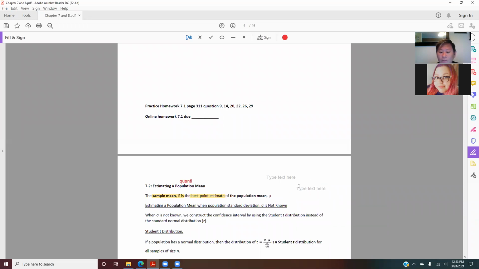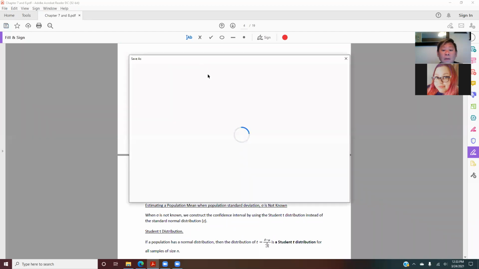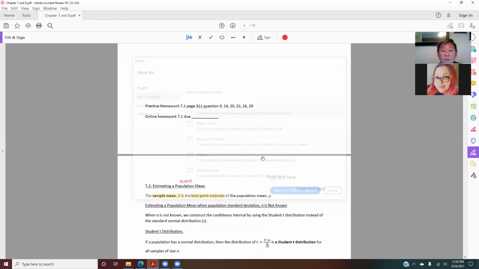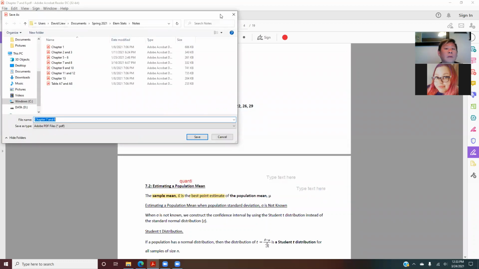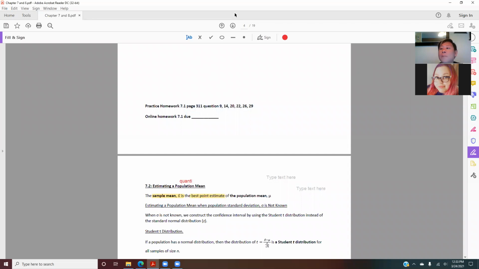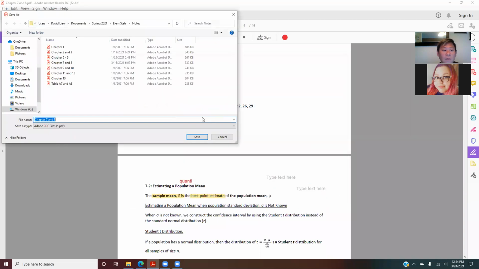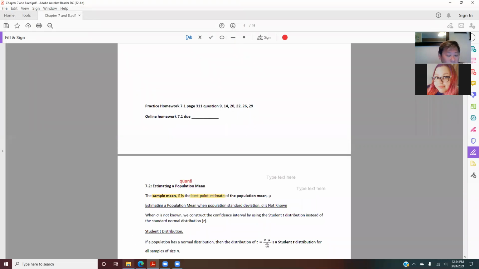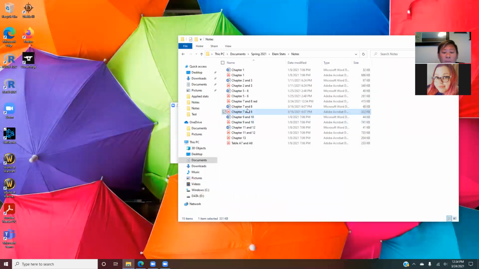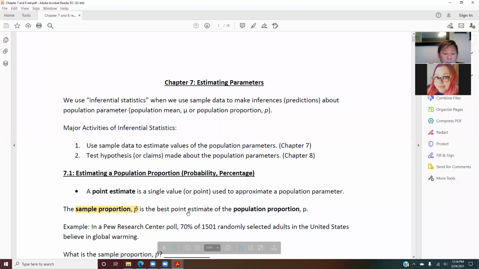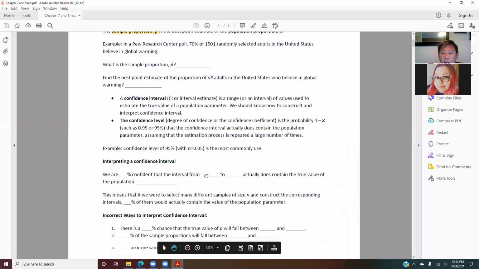Why doesn't this thing pop up? Okay, something is wrong here, sorry. I need to reopen it. It's not coming up here. Sorry, something is wrong with my PDF. It's not coming up. Okay. Hopefully this will come up.